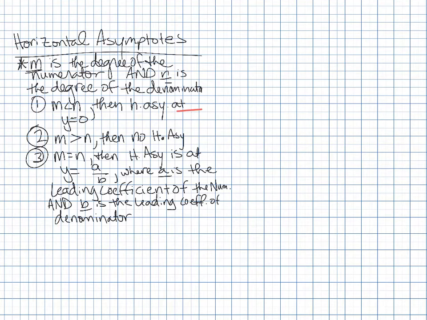So scenario 1, where your m is less than your n, is going to be a function like y equals (x minus 1) over (x squared plus 4x plus 4). So if we compare our degrees, the degree of the numerator is 1, the degree of the denominator is 2. The degree of our numerator is smaller than the degree of our denominator, so that means the horizontal asymptote is going to be y equals 0.